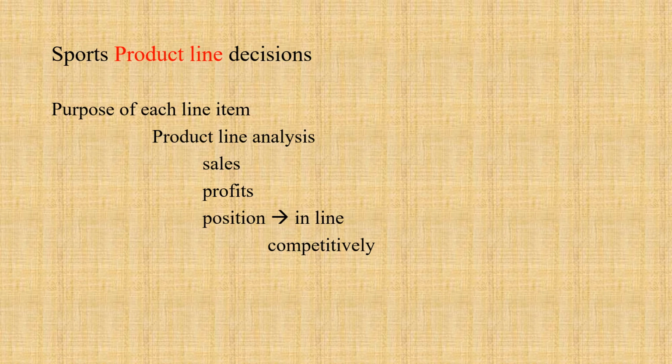That is, some products you have because the competitors have that product, and so you need to have a product that matches theirs. That's the competitive aspect of why a product is in a line. The other reason that a product might be in the line is because it fills a gap in terms of price points or fills a gap in terms of features. And so when we do a product line analysis, we're interested in sales, we're interested in profits, and we're interested in what position that product holds in the line and competitively.